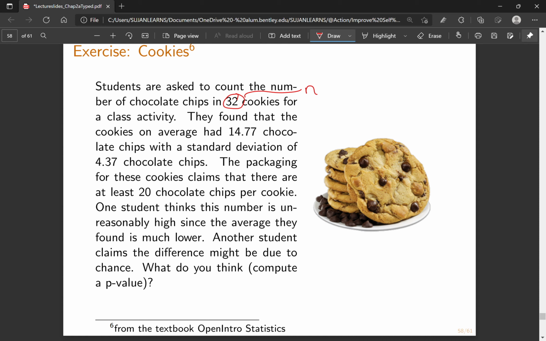Here, 32 is n, as I said before. The average, 14.77, is x n bar. And the standard deviation is sigma, which is 4.37.